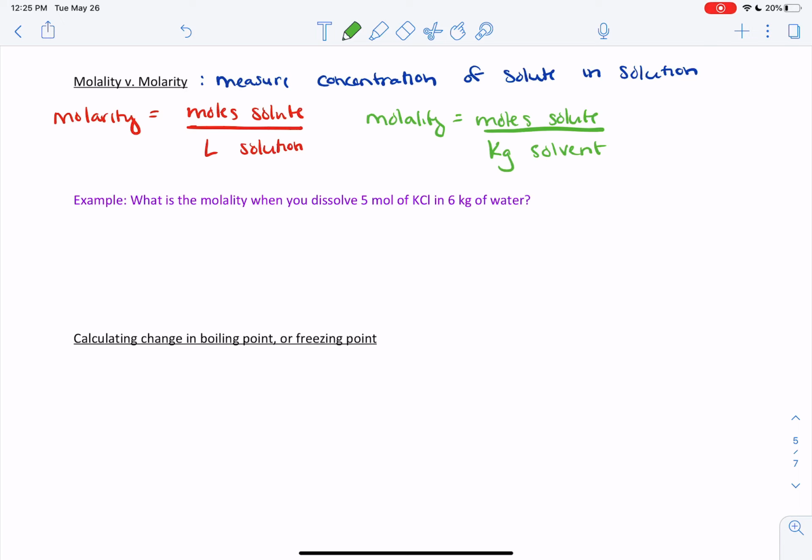So our example problem here is, what is the molality when you dissolve 5 moles of KCl, potassium chloride, in 6 kilograms of water? So we use molality equals moles of solute, that's 5 moles, over kilograms of solvent, that's 6 kilograms. So you put that in a calculator, 5 divided by 6, you get 0.83 moles per kilogram. That is our unit. The other unit, sometimes they write this as 0.83 molal. Okay? So that's how we use the molality equation.